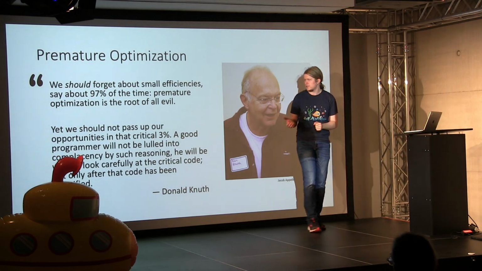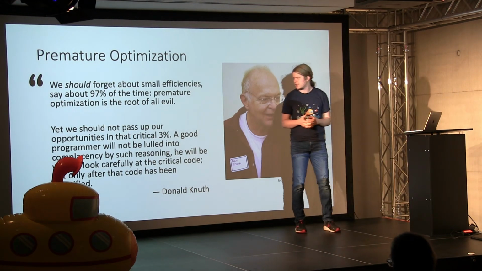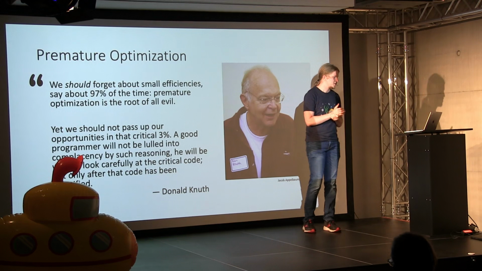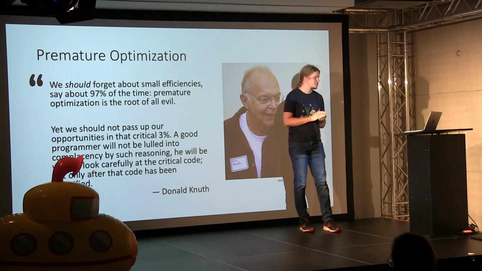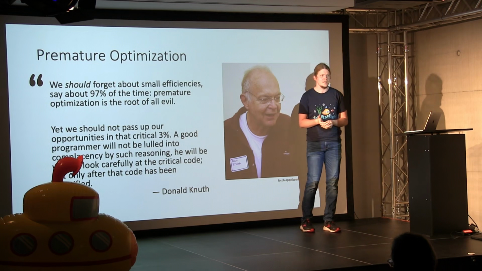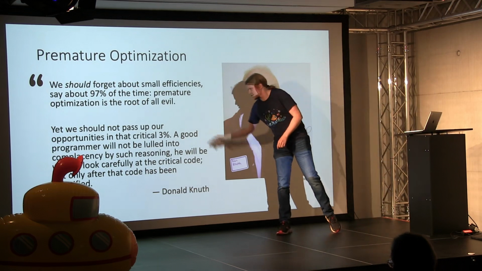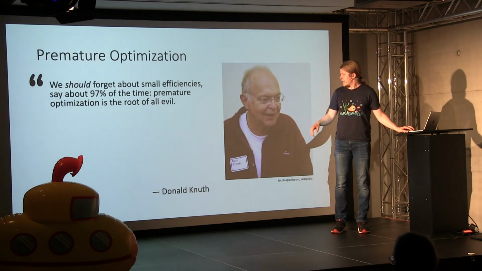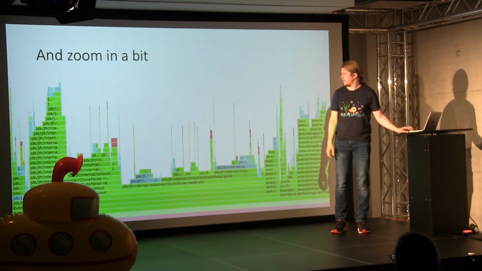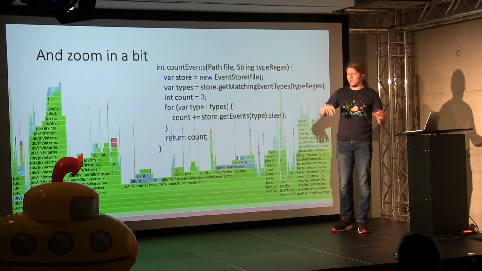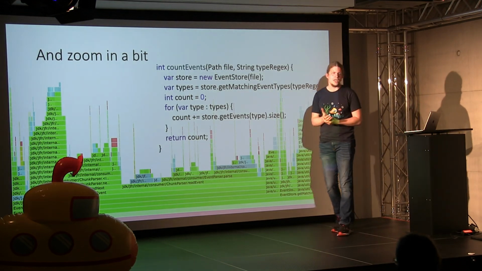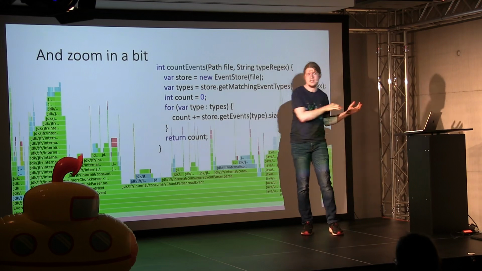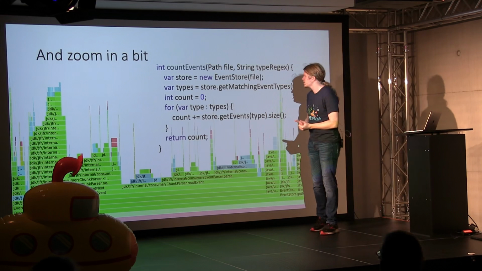What he also wrote then was, yet we should not pass up our opportunities in the critical 3%. A good programmer will not be lulled into complacency by such reasoning. He will be wise to look carefully at the critical code, but only after that code has been identified. The important part is this: only after that code has been identified. Yes, we can look at the code and say, oh, we identified it, but let's ask a profiler and really identify it. We zoom a bit into this profile. This is called a flame graph. It's the basic visualization created by Brendan Gregg, of whom I show a video in the end, which made him famous, kind of.